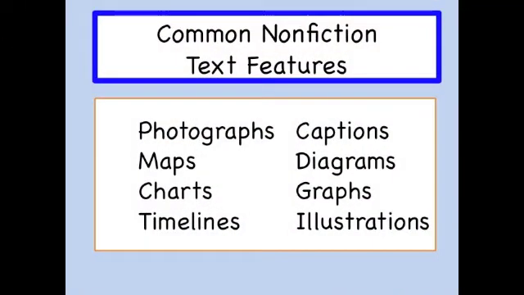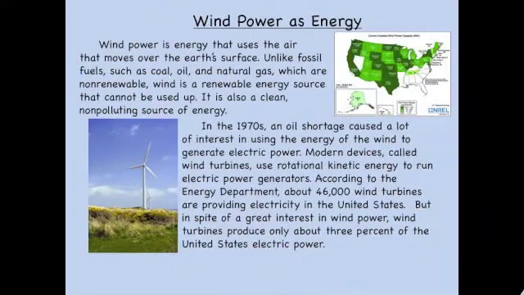Some common nonfiction text features are photographs, captions, maps, diagrams, charts, graphs, timelines, and illustrations. By paying attention to these nonfiction text features, we can better understand what we are reading about.